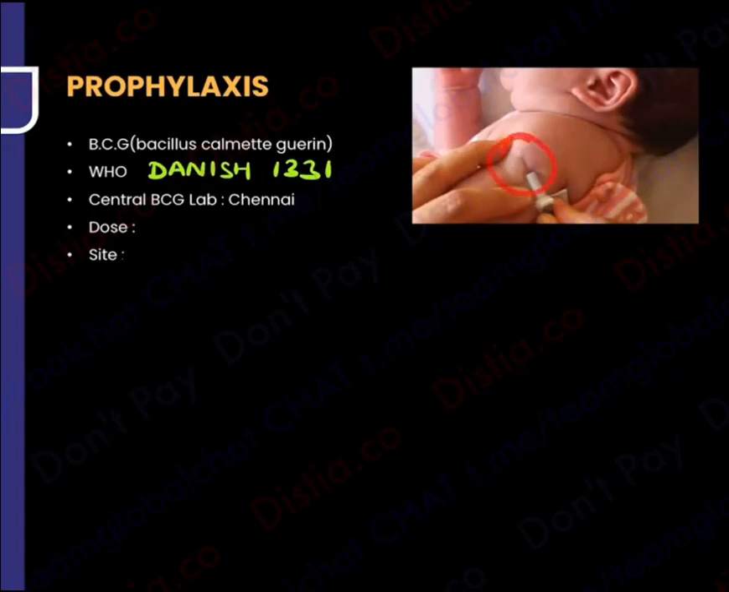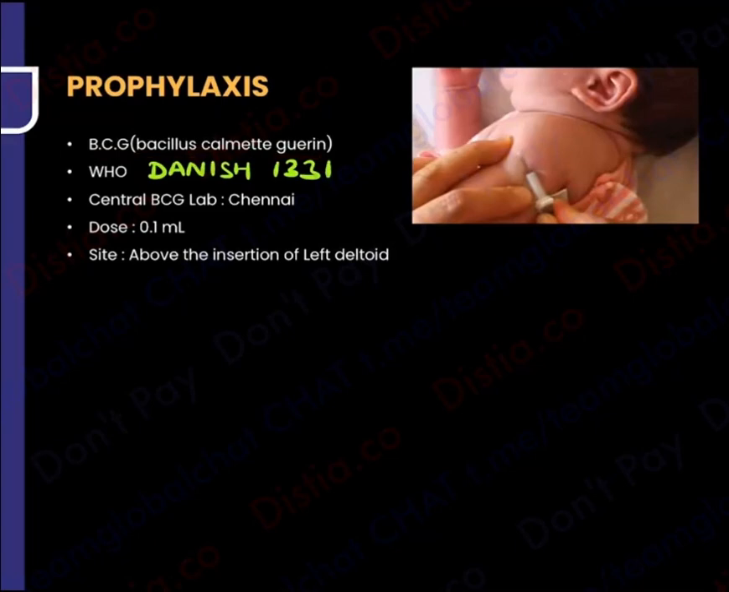The dosage we all know is 0.1 ml, and the site is going to be here, above the insertion of the left deltoid. Left is basically considered for standardization, so that the scar is available in everyone on the left and it becomes easy to screen the population. Otherwise, there's no left-right mandatory thing, only for standardization. So remember, 0.1 ml of this Danish 1331 strain is injected above the insertion of deltoid, and that is BCG.